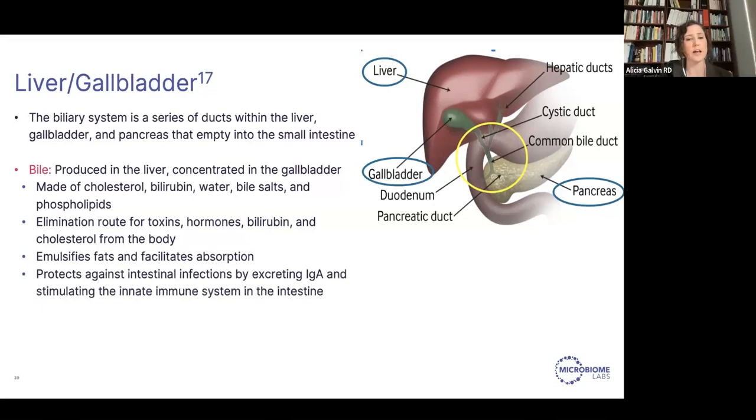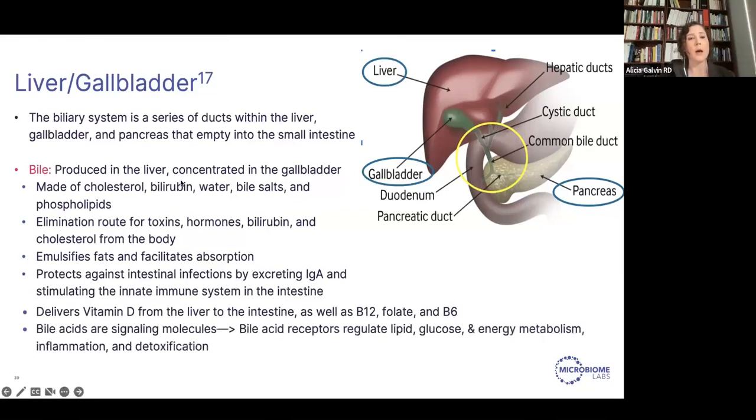Of course, it emulsifies fats, but it can protect against intestinal infections. It plays a role in the immune system, delivers vitamin D from the liver to the intestine, but also bile acids are signaling molecules. So they will bind to various receptors in the body, and they will help to regulate lipid, glucose, and energy metabolism. So bile acids and bile go way beyond just digesting fats.